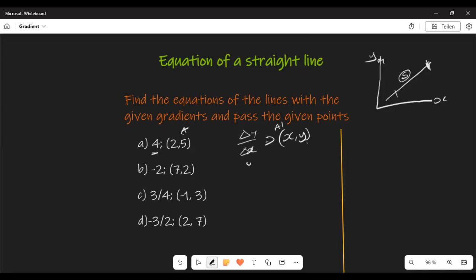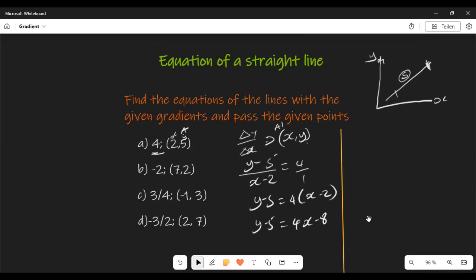So we're going to say here y minus 5, this is the value of y here, and this is the value of x, over x minus 2 equals the gradient that we have here, which is 4. Assuming we say 4 over 1, then everything becomes a bit simpler. So that means here we're going to have y minus 5 equals 4 in brackets x minus 2. So basically, y minus 5 equals 4x minus 8.